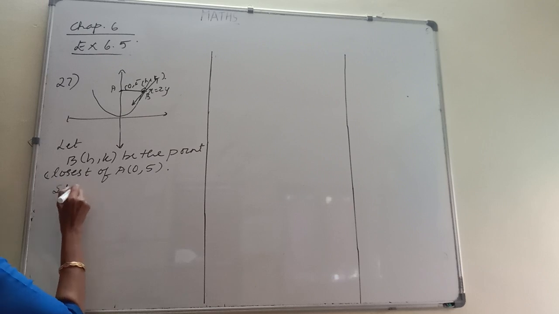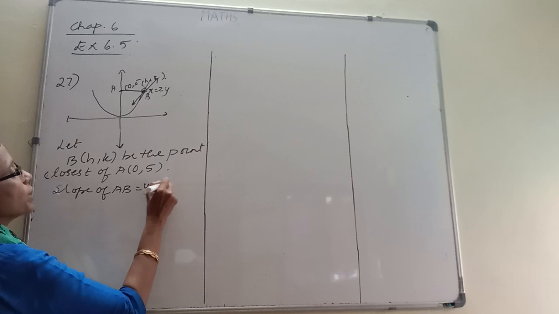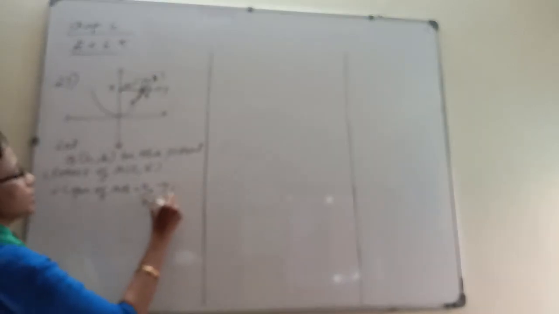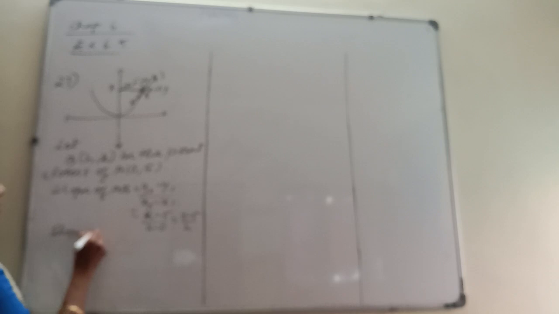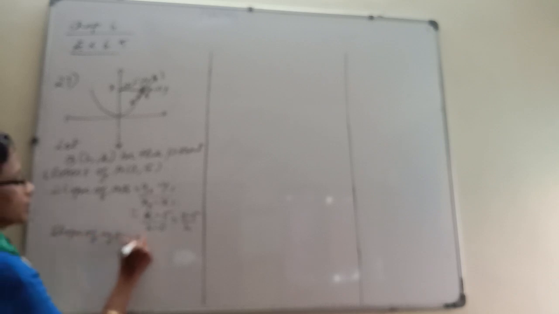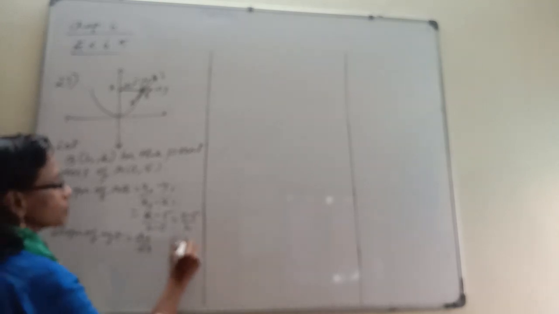Let's find out the slope of AB. Slope of AB we all know is y2 minus y1 over x2 minus x1. In that case it is k minus 5 over h minus 0. So (k minus 5) over h is the slope of AB. The slope of the tangent is always dy by dx. So slope of tangent is dy by dx. Now the curve is x squared equal to 2y.